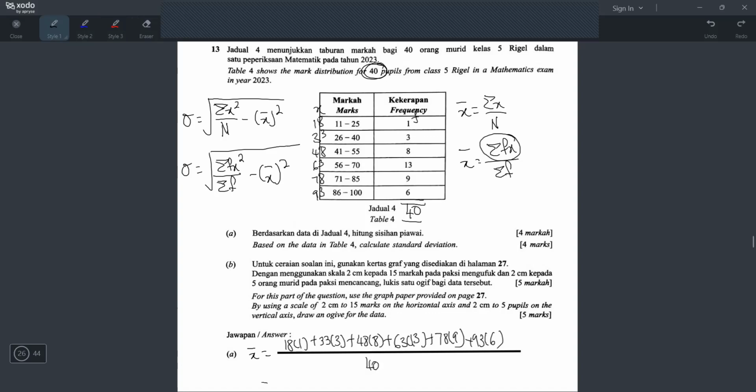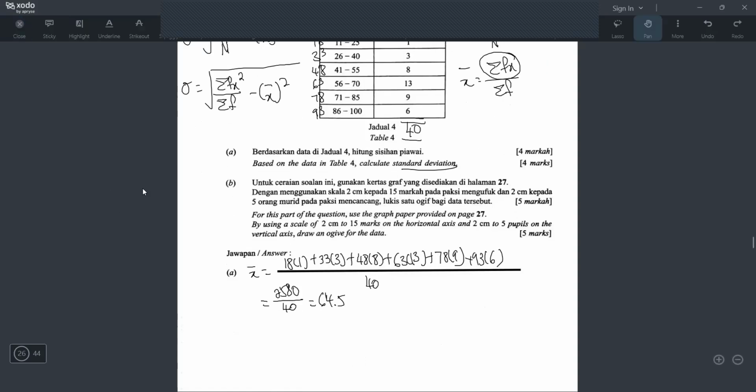So now we will press the calculator. We will get something over 40, and then we will get our final answer. Let's press the calculator: 18 plus 33 times 3 plus 48 times 8 plus 63 times 13 plus 78 times 9 plus 93 times 6. My calculator gives me 2580. But it's not finished yet. You have to divide by 40. My calculator gives me 64.5. So that is the mean, 64.5. But this is not the answer. They asked you to find the standard deviation.